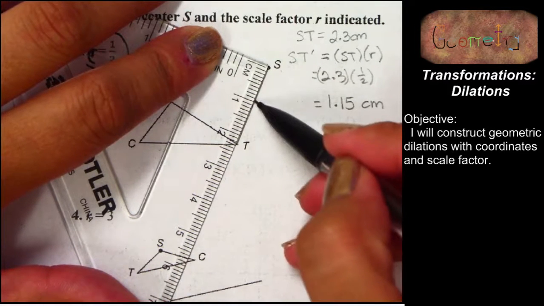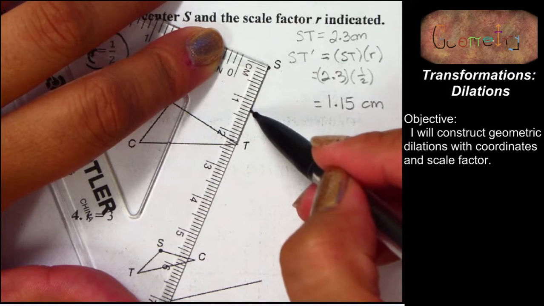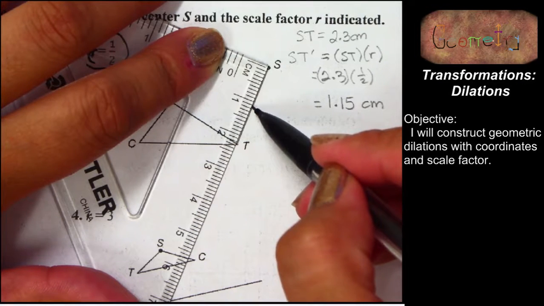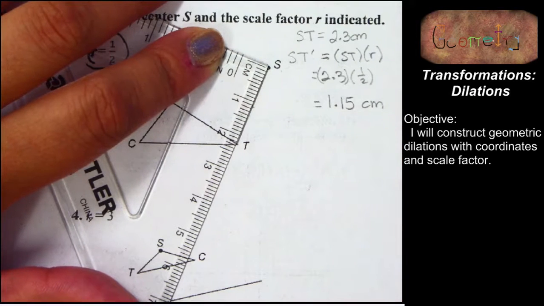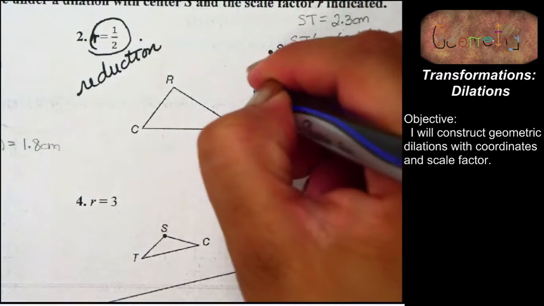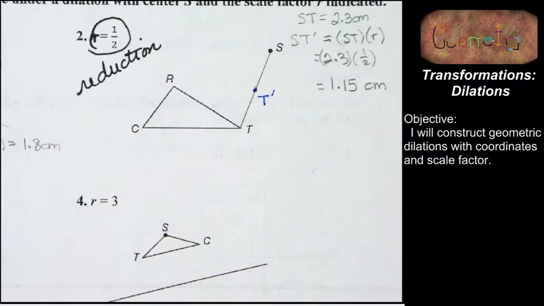Okay, so there's 1 centimeter. There's 0.1, and here's 0.2. 0.15 happens somewhere between there. So right about there is where I'm going to put it. I'm going to mark that point off, and there's T prime, the location of T under dilation, scale factor 1/2.